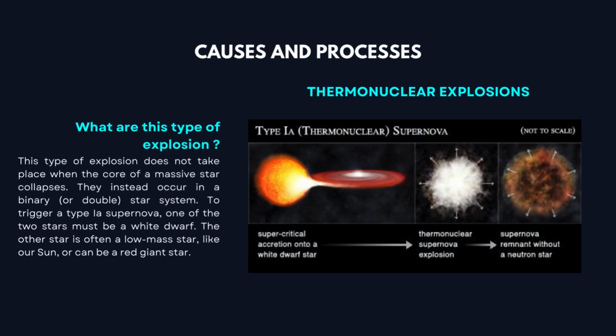Thermonuclear explosions. This type of explosion does not occur when the core of a massive star collapses. Instead, they happen in a binary star system. To trigger a type Ia supernova, one of the two stars must be a white dwarf. The other star is often a low mass star, like our Sun, or can be a red giant star. The white dwarf accumulates matter from its companion star, and once it reaches a critical mass, a thermonuclear explosion ensues, leading to a type Ia supernova.